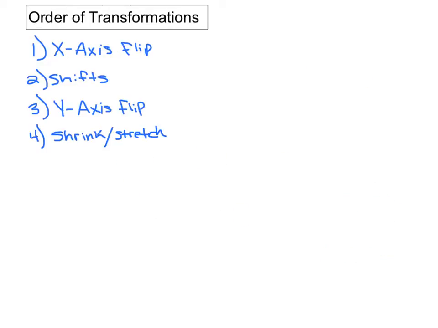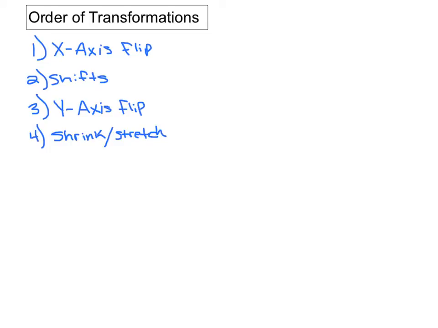Alright, since we have a whole bunch of different transformations, it's important to pay attention to the order of transformations. Just like the order of operations, where if you don't follow those rules, you will get a wrong answer. Just like for graphing, if you don't follow these order of transformations, chances are that you're going to get a wrong graph. Alright, so the first thing we do is we always take care of the x-axis flip first, then our shifts, then our y-axis flip, and then our shrink or stretch.